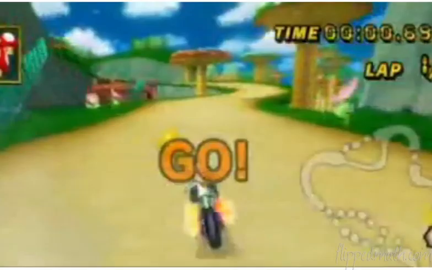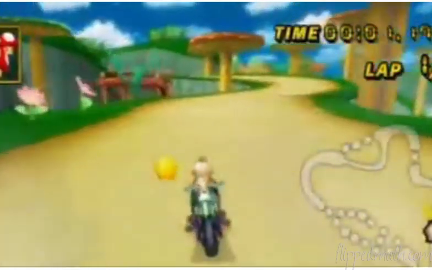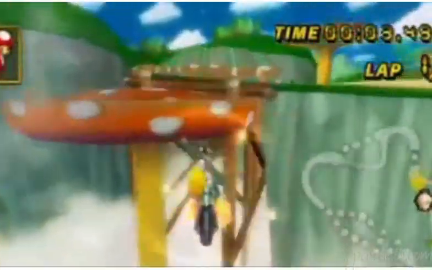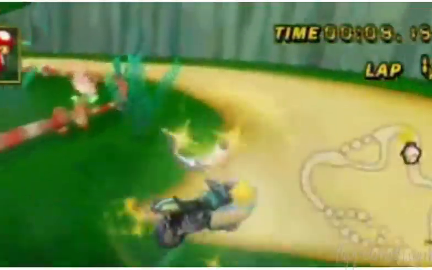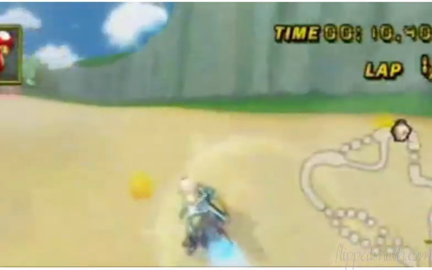All right, here we go. We're on the Mushroom Road. Let's see what happens here. Just take a left. Here we go. Check that out. That'll save you a couple seconds.